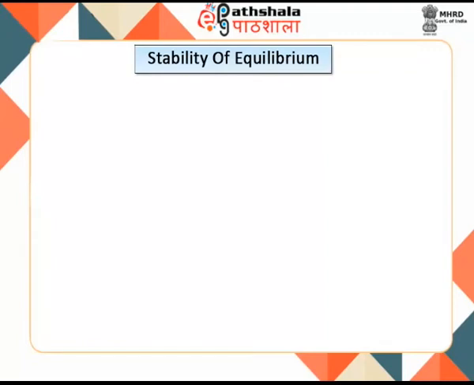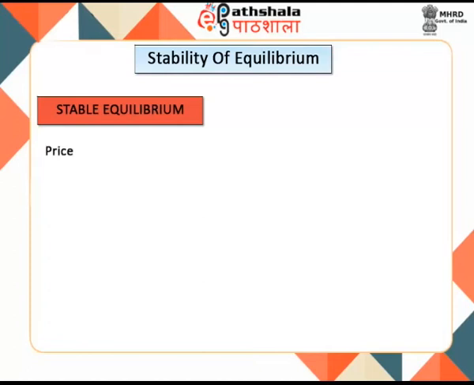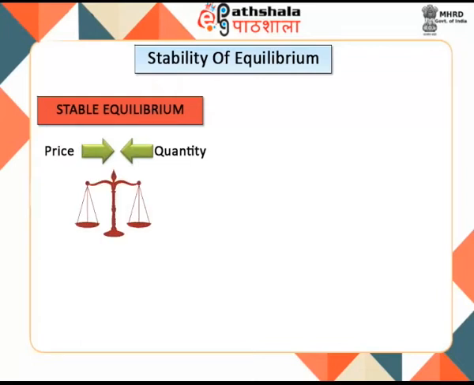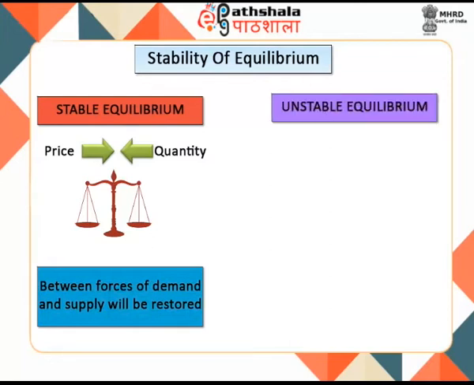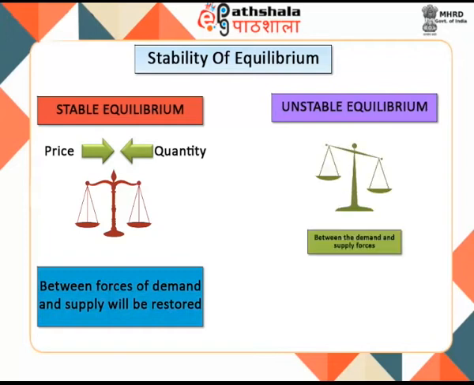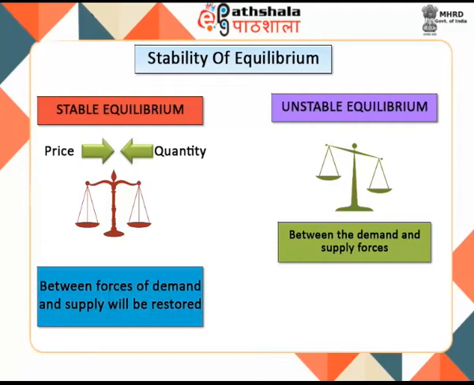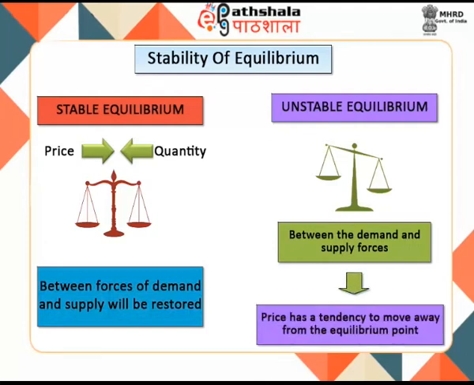Stability of equilibrium. An equilibrium can be stable or unstable. A stable equilibrium means that both price and quantity would converge to some point if disturbed, or loosely speaking, the state of balance between forces of demand and supply will be restored. On the other hand, unstable equilibrium is characterized by imbalance between the demand and supply forces, hence price has a tendency to move away from the equilibrium point.